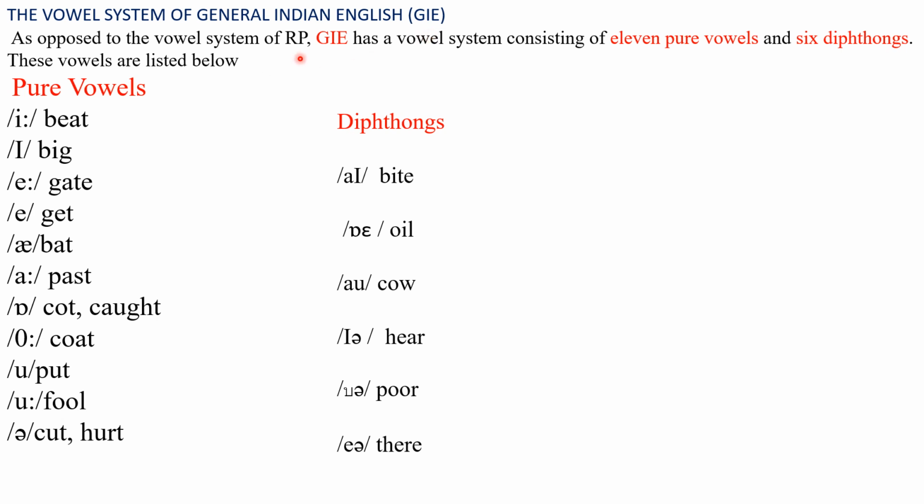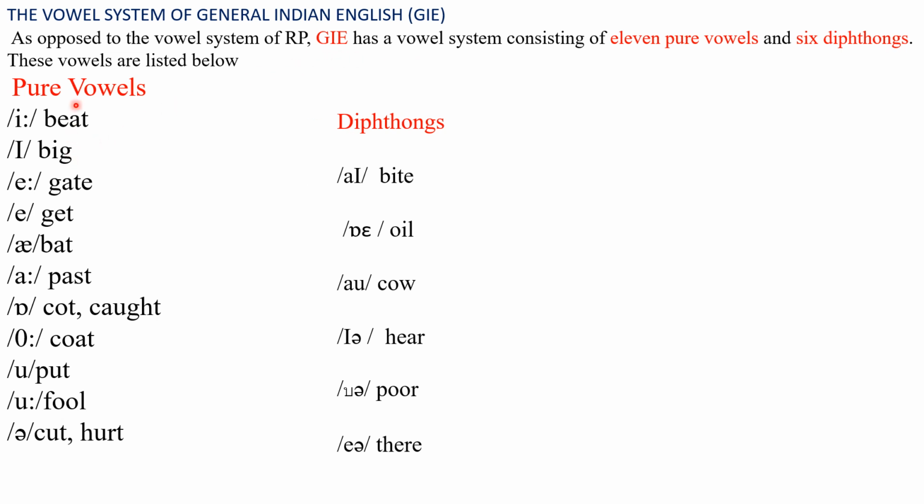So in RP, we have 44 sounds, 20 vowels and 24 consonants. Out of the 20 vowels, there are 12 pure vowels and 8 diphthongs. Whereas GIE, as opposed to RP, has 11 pure vowels. In RP, we have 12 pure vowels; in GIE, 11. In RP, 8 diphthongs; in GIE, there are 6 diphthongs. So this is a difference between the RP and GIE vowel systems.